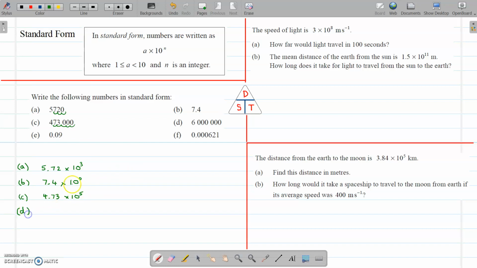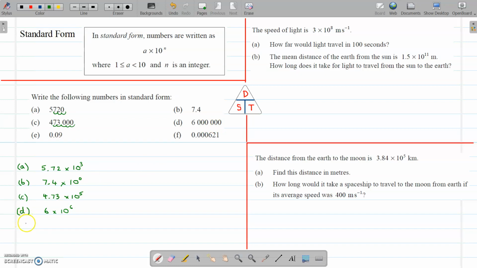Now, question D has a number that's 6 million. So it's going to begin with 6. We don't have to put 6.0, we can just put 6. And then we need to times that by 10 to the power 6, which effectively moves the point 3 places and then another 3 places, 6 places in total.